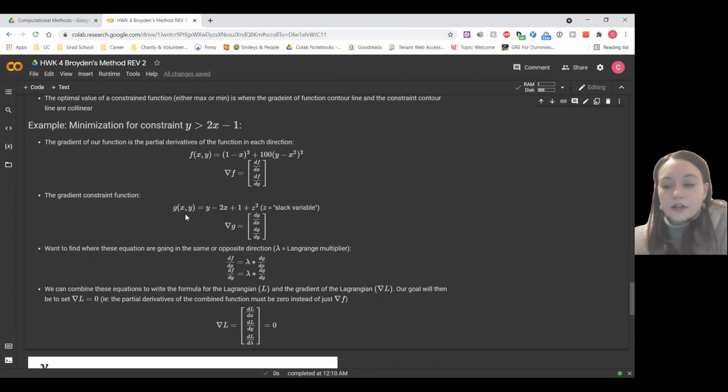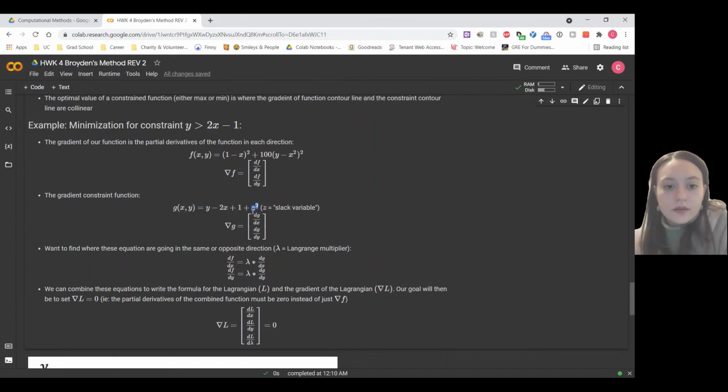So the way we're going to write our constraint function, because we're not just looking at an equality constraint, we're looking at an inequality constraint, means that in order to write this as an equation, g of x will, instead of just being equal to y minus 2x plus 1, because if you move y to the other side of this equation, you'll get y minus 2x plus 1 is greater than 0. That would be g of x. But in order to make the inequality sign an equal sign, we're going to add what's called a slack variable.